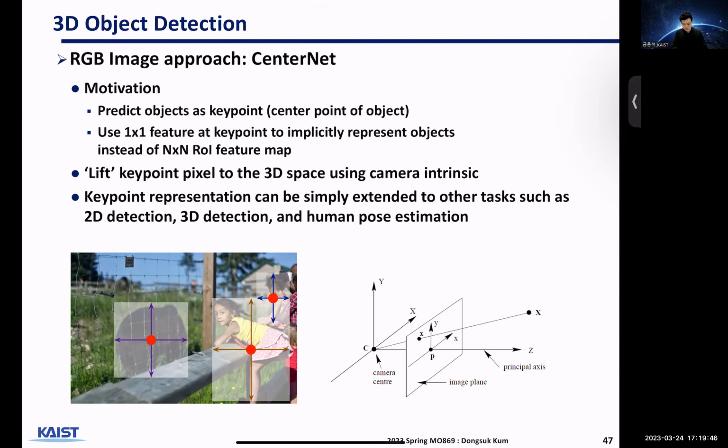So initially, CenterNet was proposed in the 2D object detection community, but then later on it expanded towards 3D object detection as well, and back then it gave us a significant performance boost.